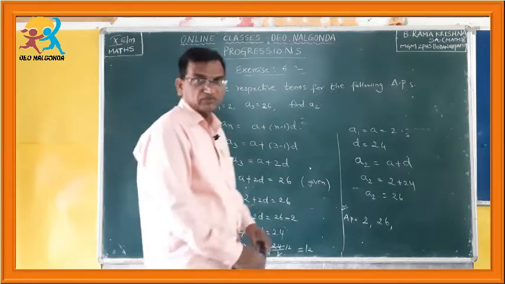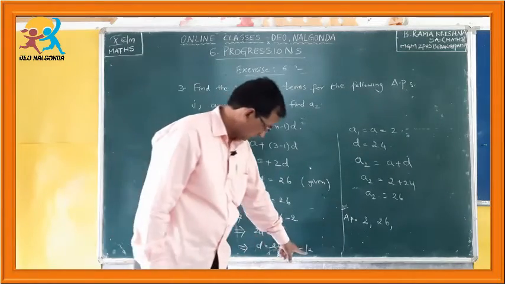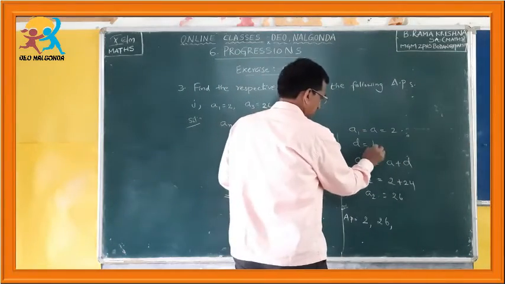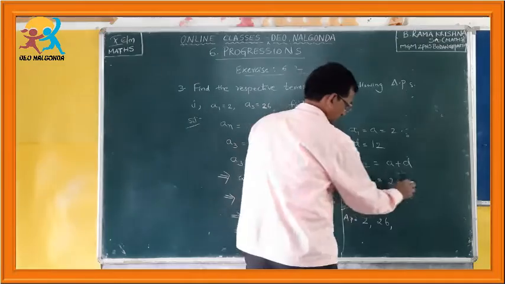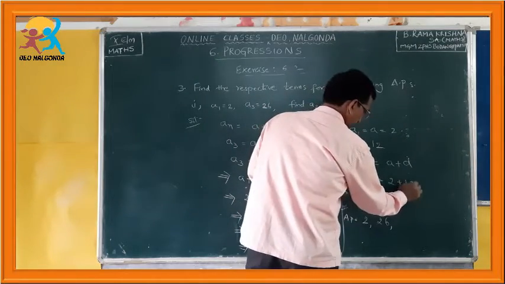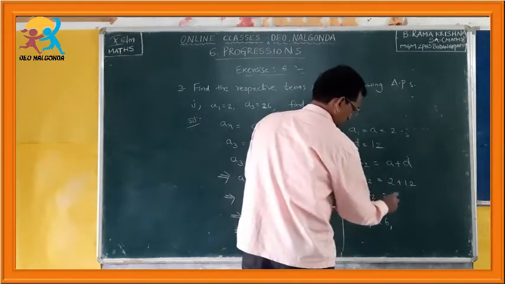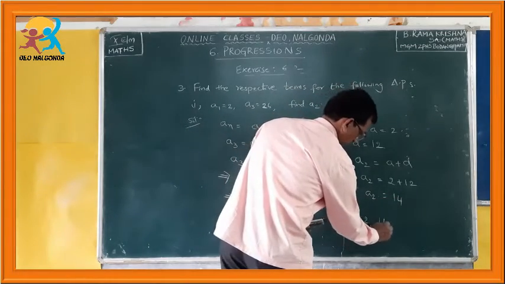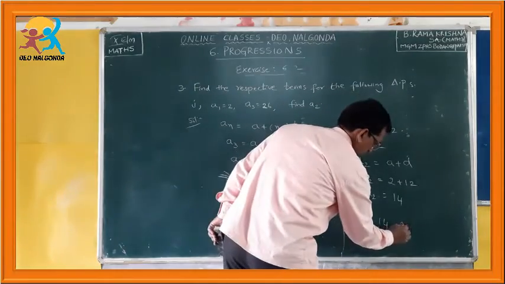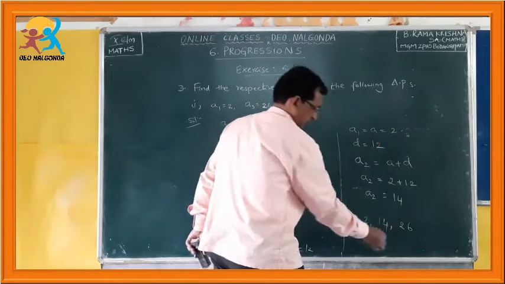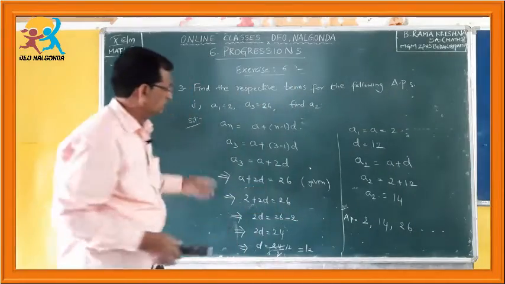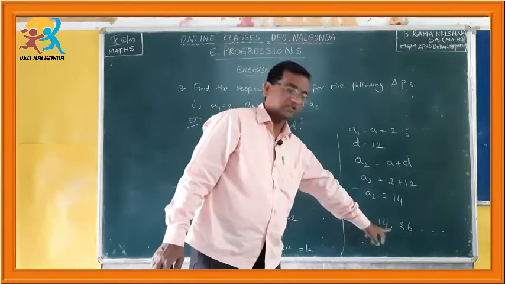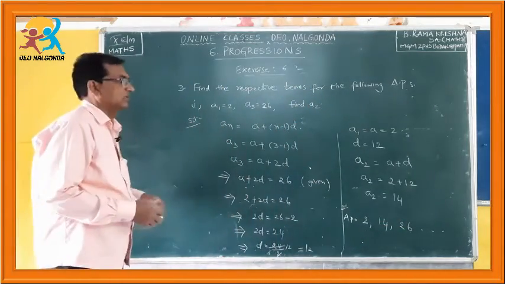D is equal to 24. I made a mistake. D is 12. I wrote 24 here; some mistake was made. D is 12. If you add this, you will get 2 plus 12, which is 14. So the second term is 14 and the third term is 26, and so on. So what is the difference between two terms? Here the common difference is 12. So 2 plus 12 is 14, 14 plus 12 is 26, and so on.